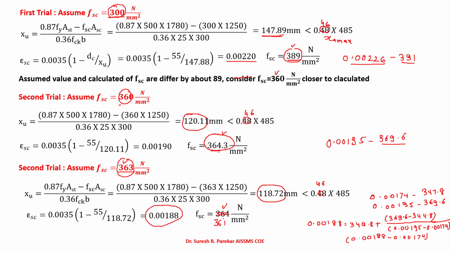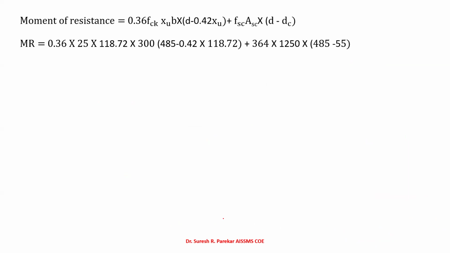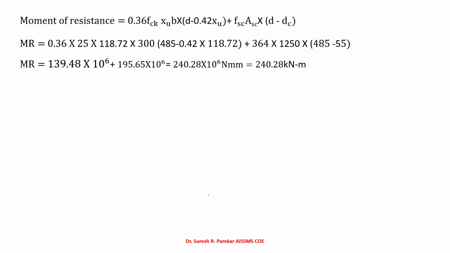And then by 361, we can calculate the value. And then we got this value. So here we have to take it as 361. So we have a little change in this. So 361 into 1250 into 485 minus 55, 194 actually, 194.04.